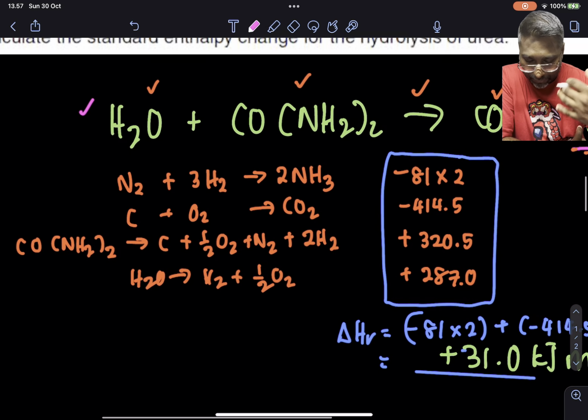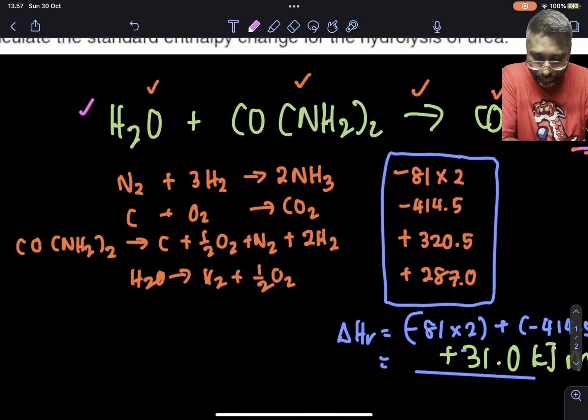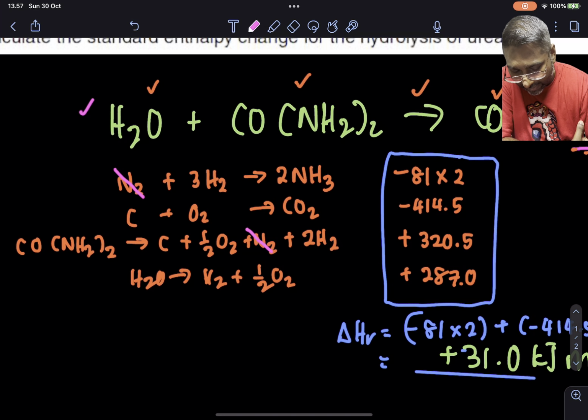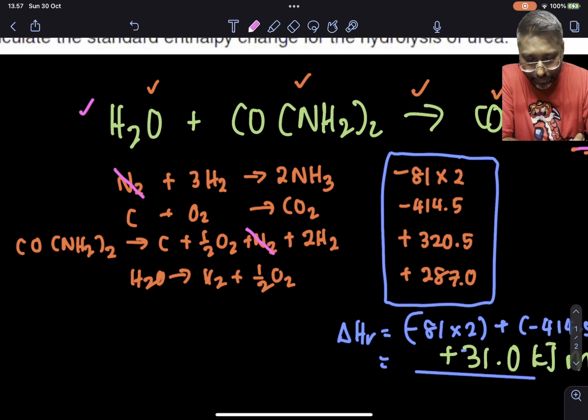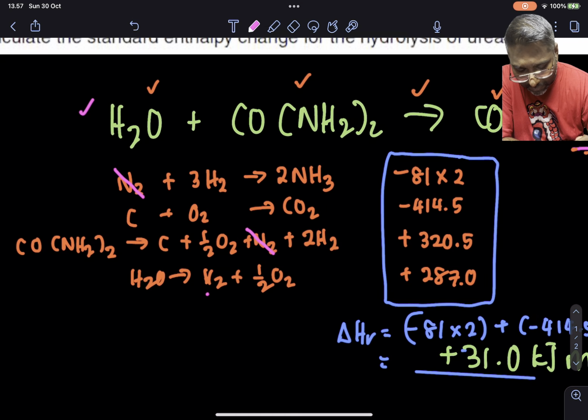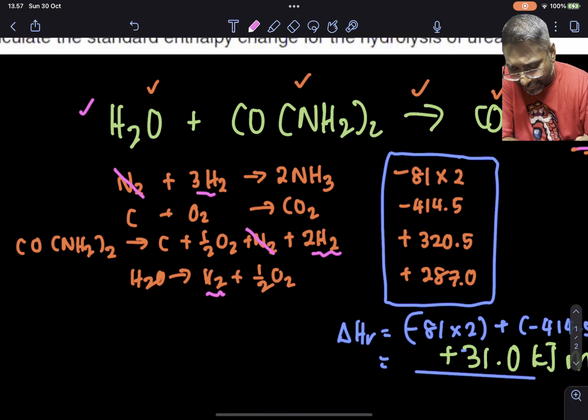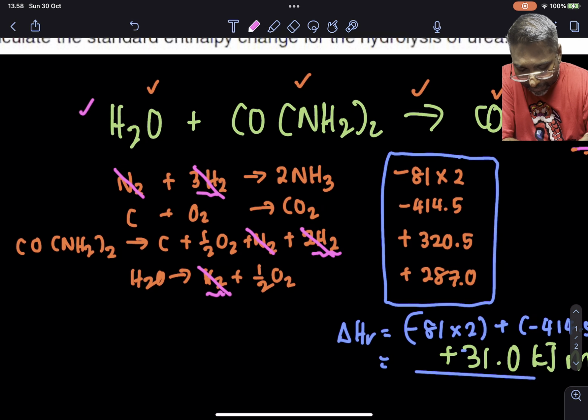So how? If you are still in doubt, actually you no need to do this, but if you are still in doubt, you can always check. You see on the left is N2, you can cancel it with this N2 on the right. And then what else can you cancel? You have H2 and 2H2, 3H2 on the left is 3H2, so you can cancel. And let's say carbon on the right, carbon on the left, you can cancel.